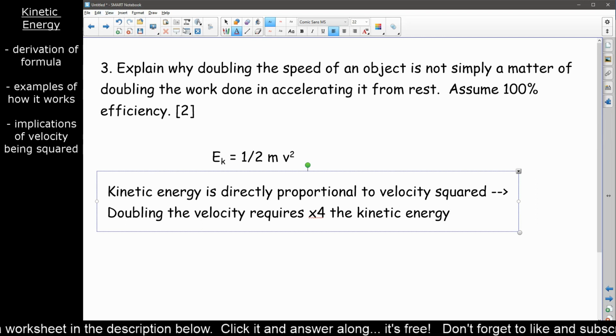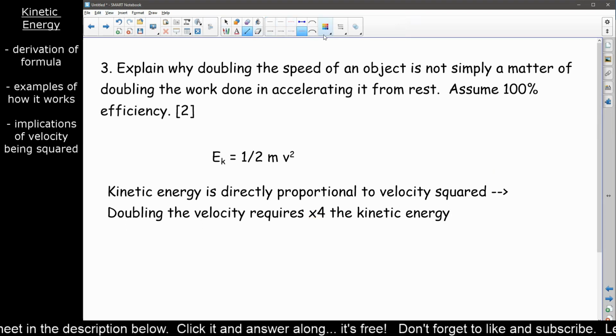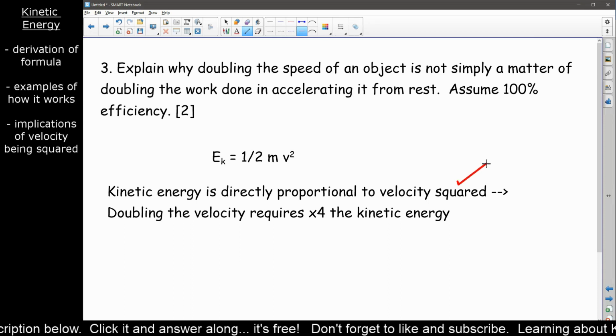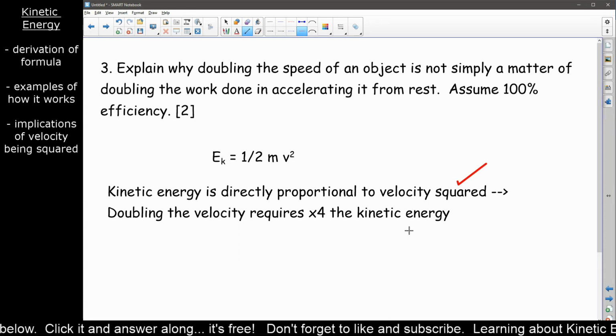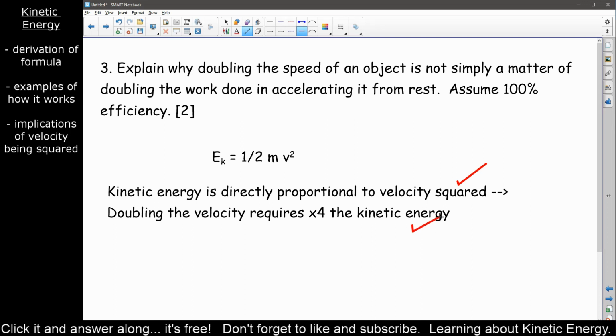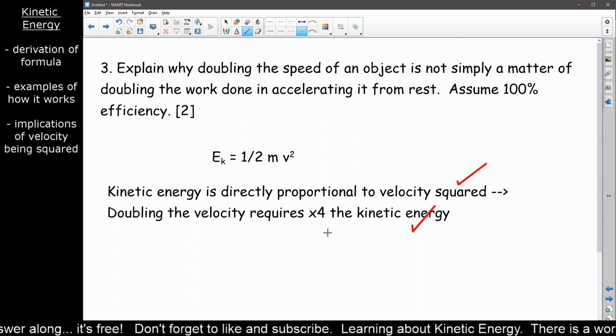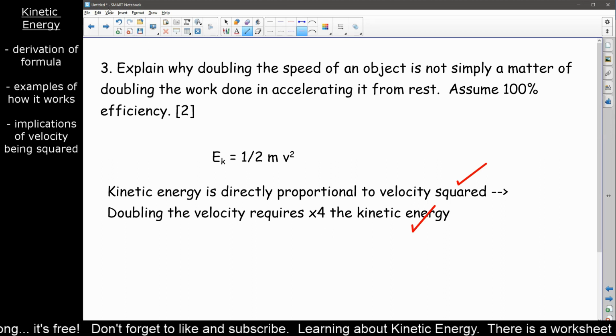And that's you, okay? So 2 marks here. 1 mark for in some way suggesting the kinetic energy is dependent on velocity squared, and then 1 mark for explaining what that means, that in order to get this doubled, you now need 4 times the kinetic energy. So you get 2 marks on that one.